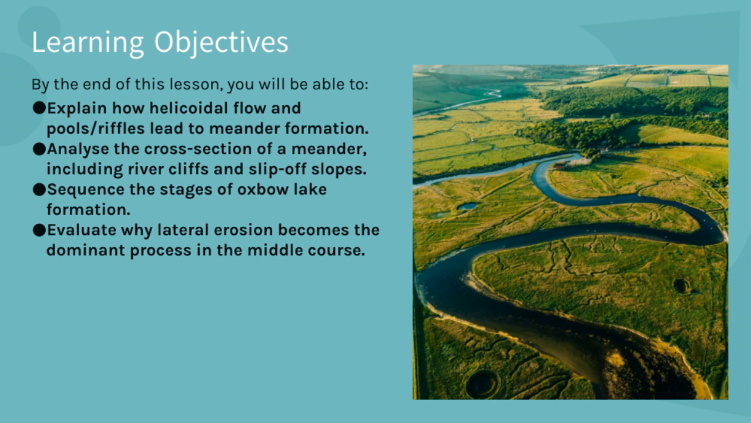Finally, you should be able to evaluate why lateral erosion becomes the dominant process in the middle course. This means explaining why rivers stop mainly cutting downwards and start cutting sideways. So, by the end of the lesson, you should understand that the middle course is not still or fixed. It is a zone of movement, erosion, deposition, and constant change.